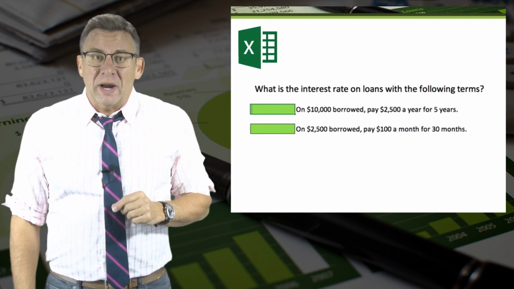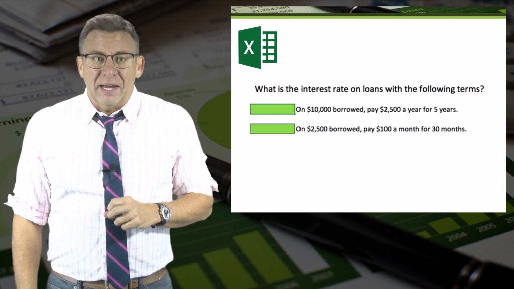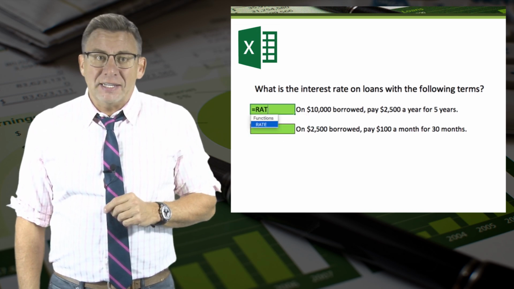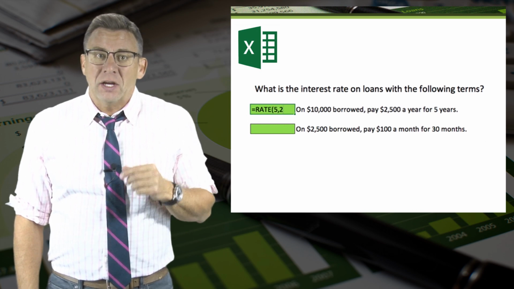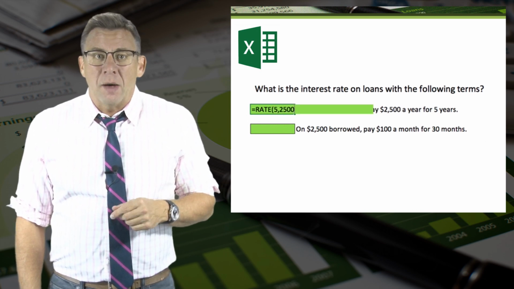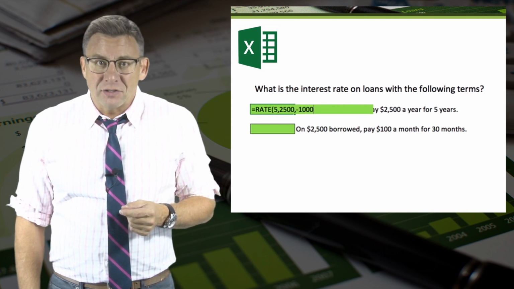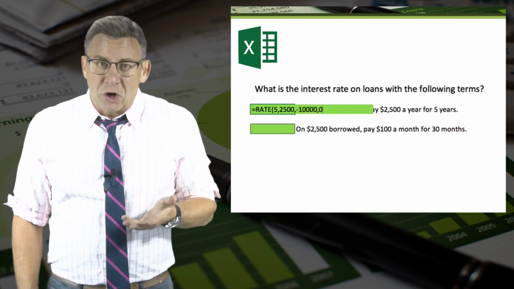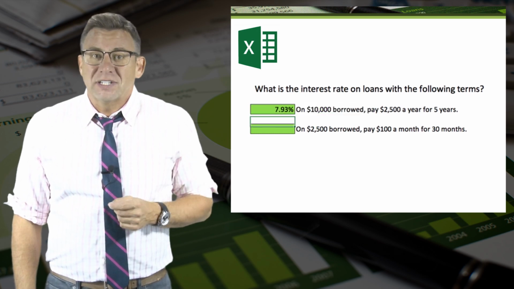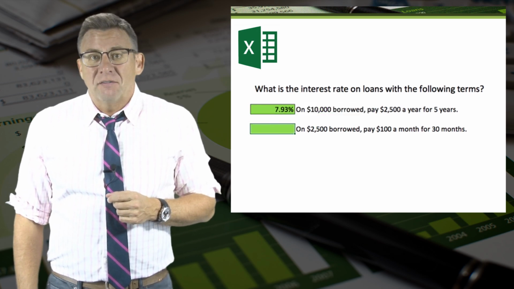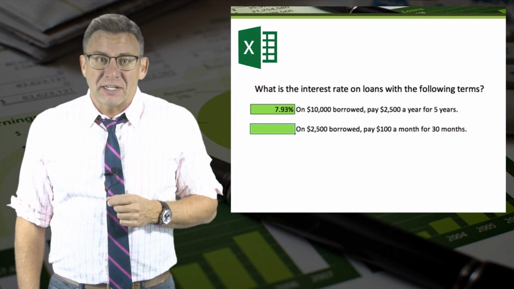Using the Excel rate formula, I enter equals RATE, open parentheses, 5, comma, 2,500, comma, minus 10,000, comma, and 0 for future value, and a closed parentheses. This results in an annual interest rate of 7.93%.